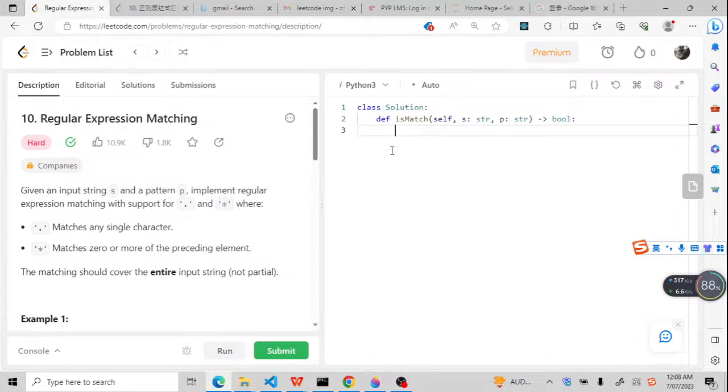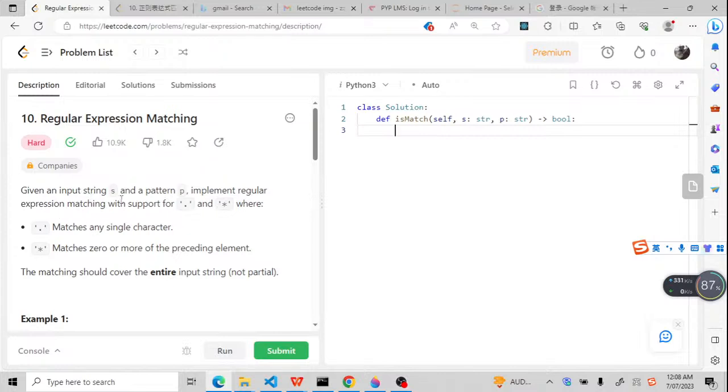Guys, let's try to solve a LeetCode problem today. Today we are going to solve a hard problem, number 10, regular expression matching. This is a hard problem, but a lot of people like it. As we know, this is a very important problem. For this one, we will use dynamic programming.